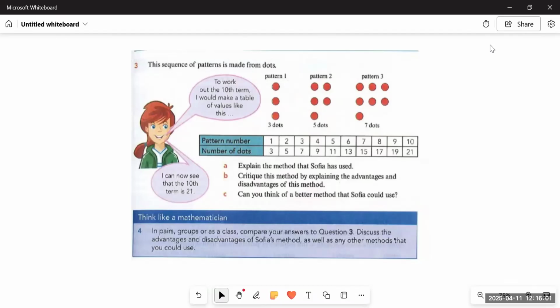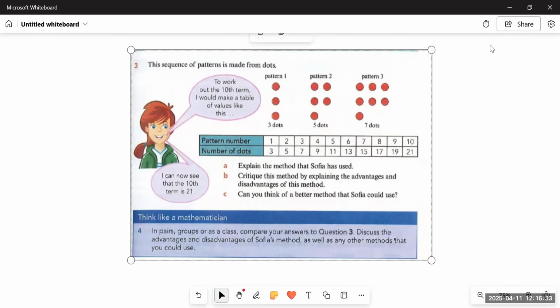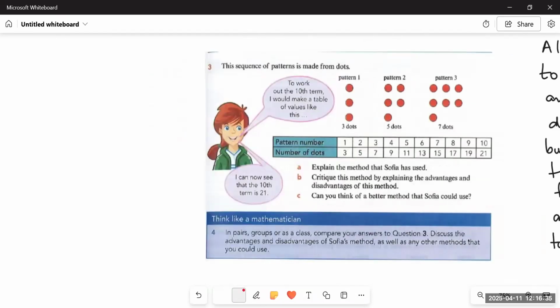So basically, this question is theoretical, where you have to critique what the advantages and disadvantages of the method that Sophia has used are, and whether we should use this method in other questions or not. So basically, students, we can say that yes, this method is easy to use. All she needs to do is add 2 dots every time, but still it's not practical to use this method.